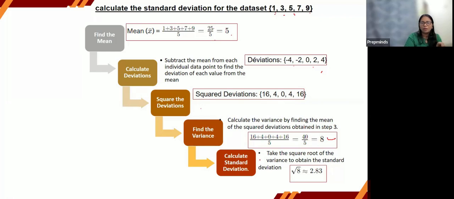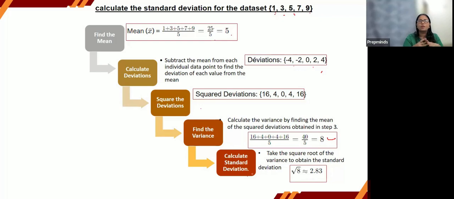Now, once you have the variance, you have to calculate the standard deviation. How to calculate the standard deviation? Take the square root of the variance, right? So just take the square root of 8, root 8. So that is your standard deviation.